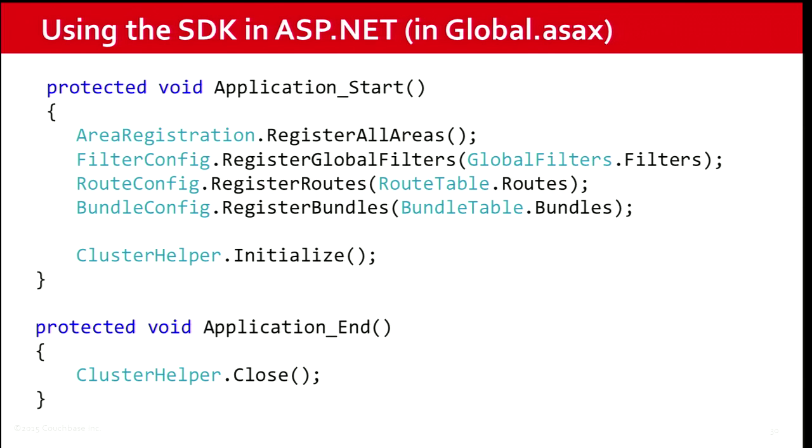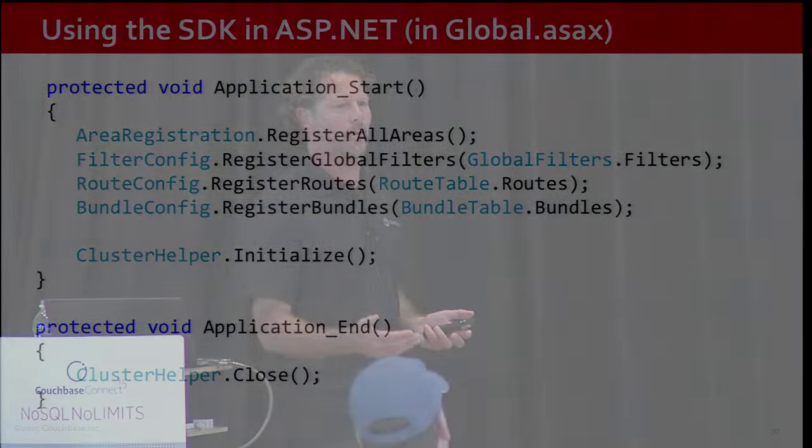If you're going to use the SDK in ASP.NET, it's critical, like I said, that you maintain references to your cluster objects and bucket objects. This is an example in Global.asax of how you would set up and start your application. You create your cluster, you have your cluster helper, and you initialize it in your application start. When the application shuts down, you call cluster helper close. It's critical that you do this. This is one of the number one things that I think people get wrong: not maintaining references to the bucket and the cluster throughout their application lifetime.